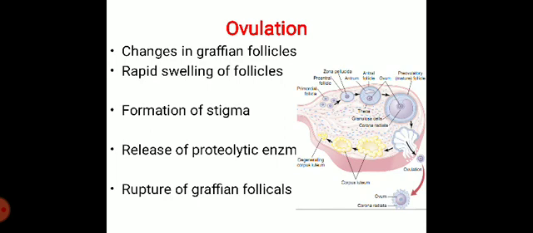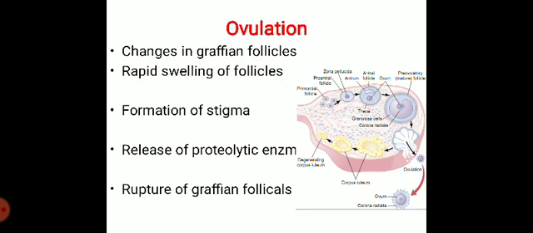Due to rapid swelling of the follicle, its outer wall is stretched, forming a very thin avascular area that is known as the stigma. This stigma protrudes like a nipple into the peritoneal cavity. Now from the theca externa cells, proteolytic enzymes from the lysosomes are released, and this is activated by the progesterone.